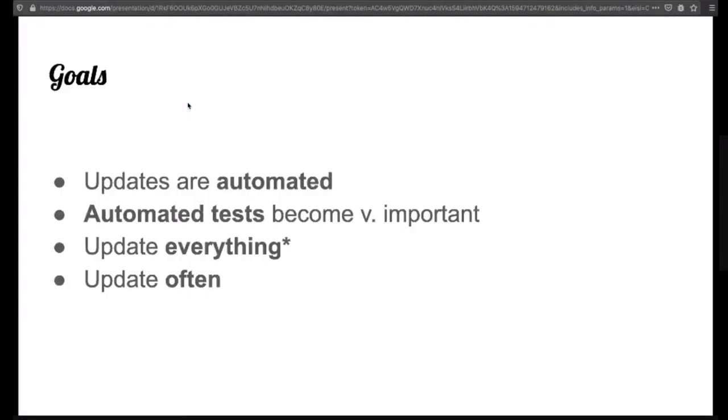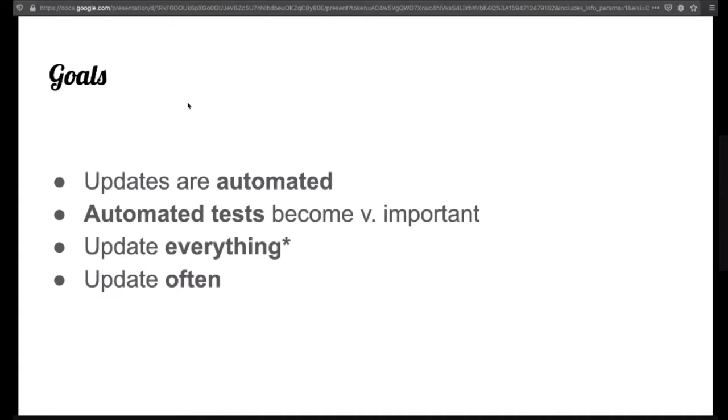So the overall goals of Patchy is that updates are automated. So we want to remove any of the manual toil that's involved as much as possible. We need to rely on automated tests to give us confidence that updates haven't broken the site. So if you're not doing automated testing, this kind of workflow requires some level of automated tests just to be able to catch things that might break your site just from doing automated updates. And instead of just updating security releases, we just update everything.